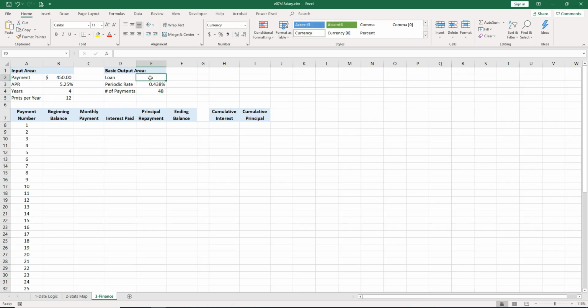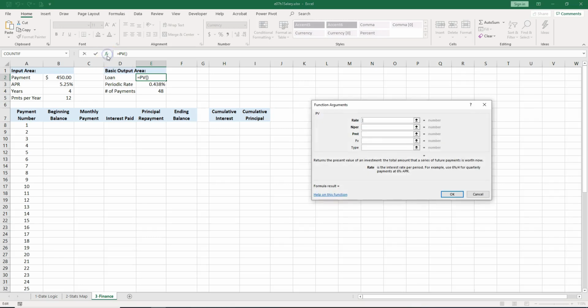And finally, for the loan, we use a function called present value. Now that will actually give us the present value of an investment. So that would be the loan amount for the car. Let's go to f of x. What is the rate? The rate, if you look over here in the help, it explains is interest rate per period. For example, if you have quarterly, you have to divide by 4. We have monthly, so the periodic rate would be in this box.